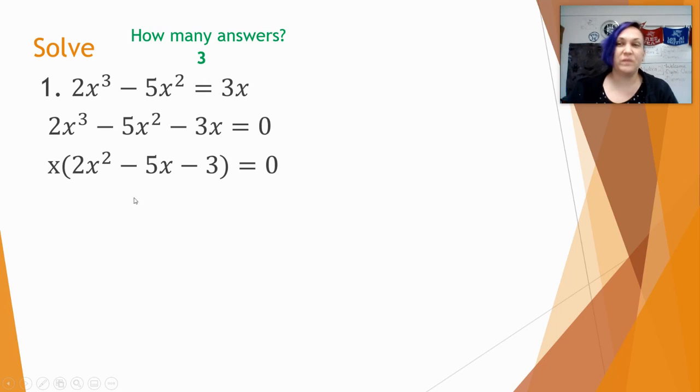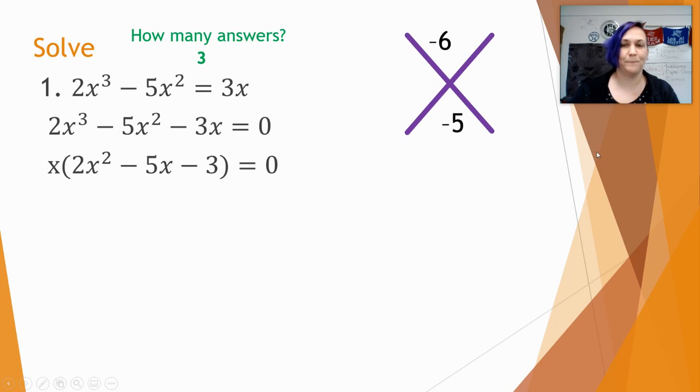Now this is a trinomial. It's a little bit more difficult than yesterday's trinomials. For this trinomial, you'll have to do the x and the box, because there's a 2 in front of the x squared. For the x, I'm going to multiply the 2 times the negative 3, which gives me a negative 6 on the top. And then I have the negative 5 on the bottom.